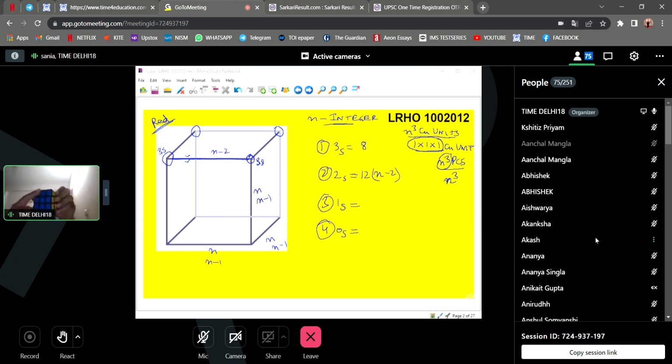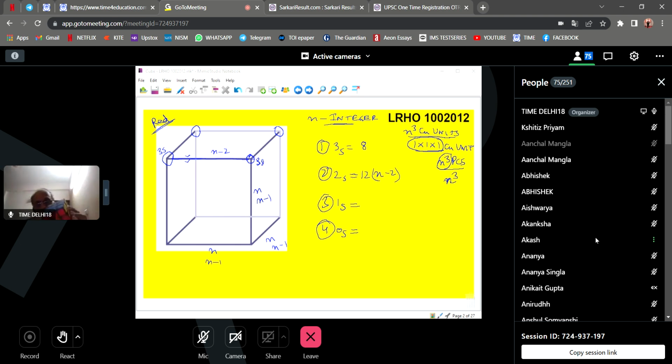How many pieces are there on this layer? Nine. So top layer, 9 pieces. Second layer, 9 pieces. Third layer also 9 pieces. Total how many pieces? 27. 3 into 3 into 3. Can I say that? Yes, sir.